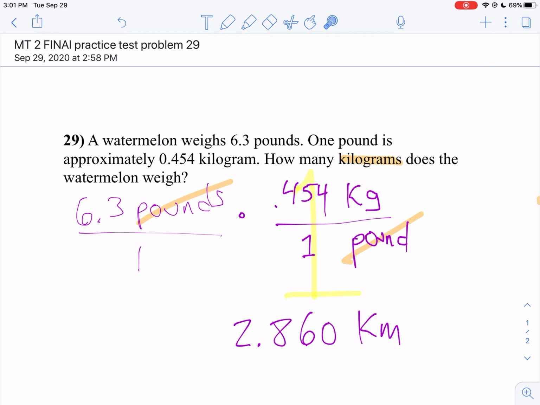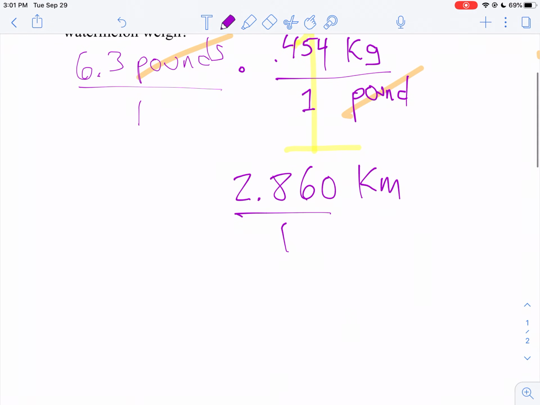Now notice your denominator is 1 times 1, so I usually don't write that, but I wanted to explain it. So the answer is 2.86 divided by 1, which is 2.86 kilograms. If I confused you by putting the M there, I'm sorry. It's kilograms. And there is your answer.